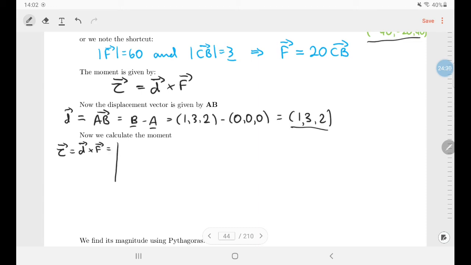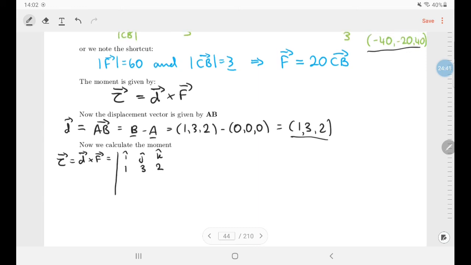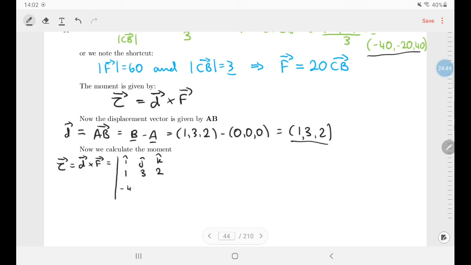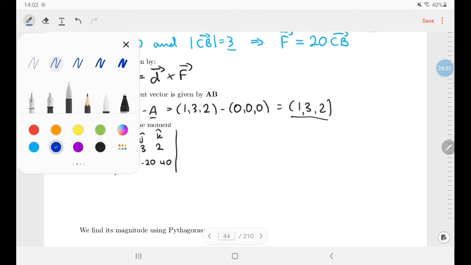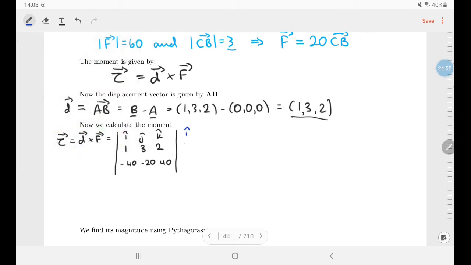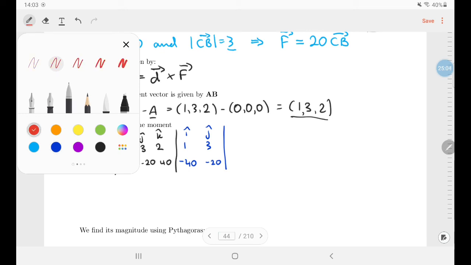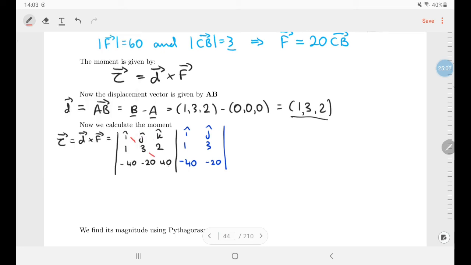How do we find this? We do I, J, K. The components of the displacement, which are 1, 3, 2. And then the components of the force, minus 40, minus 20, 40. I could have made it a bit bigger. Let's see. And then what you do, you write the first two columns again. I 1 minus 40, J 3 minus 20. And we're going to do right down diagonals, I by 3 by 40, J by 2 by minus 40, K by 1 by minus 20.